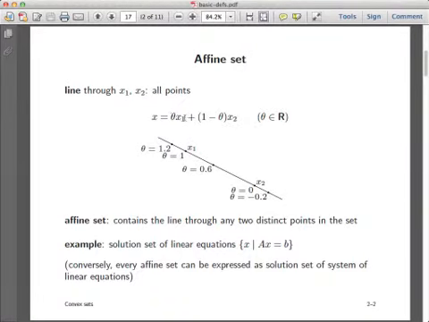They have some definitions. An affine set contains a line through any 2 distinct points in the set. That's pretty straightforward. And this is how you generate that in this case: the solution of a set of linear equations, Ax equals b. Conversely, every affine set can be expressed as the solution set of a system of linear equations.